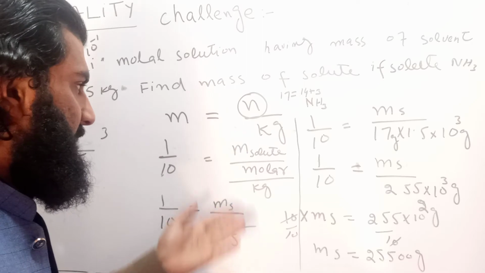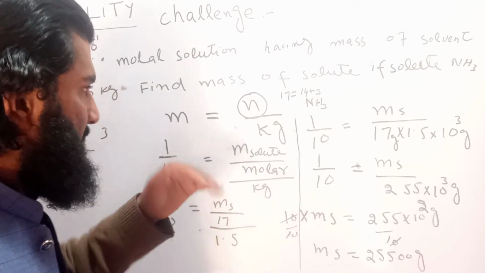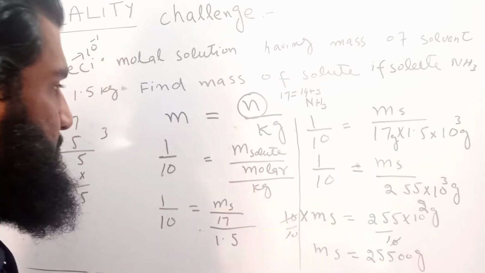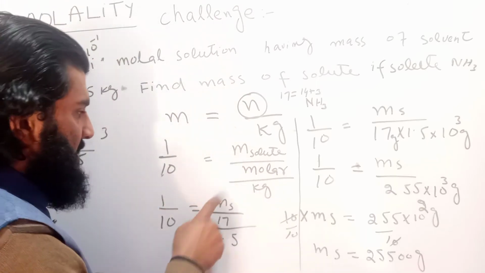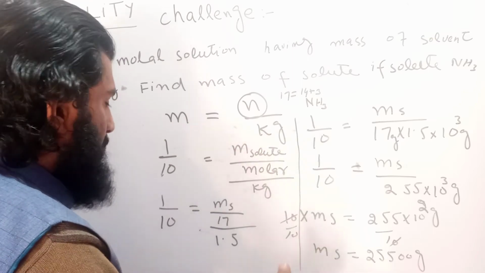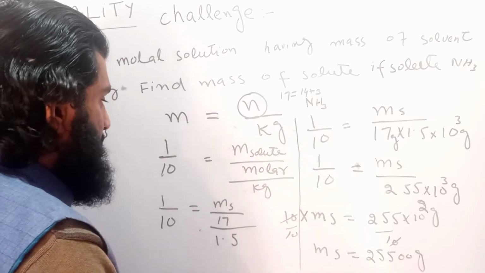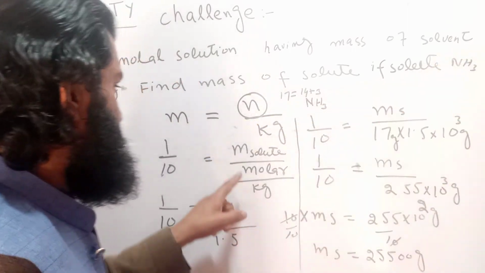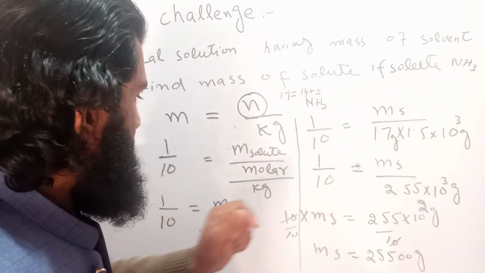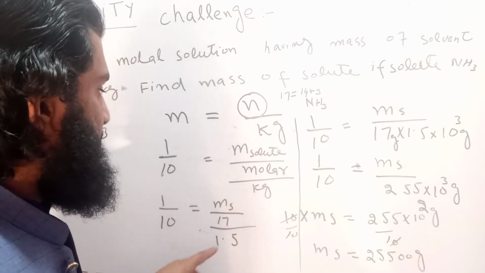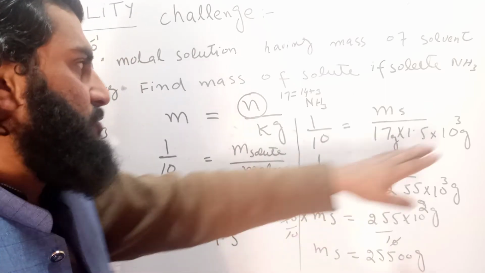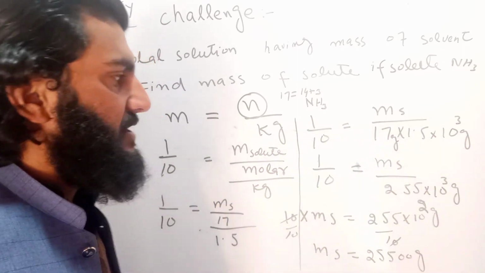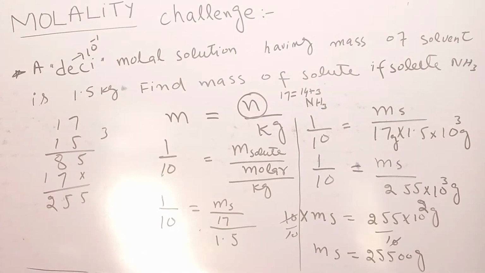So now we will calculate the mass of solute. Number of moles is equal to mass of solute divided by molar mass of solute, and kilogram of solvent. So now we write mass of solute here. Now we will find the mass of solute, but the molar mass of the solute is 17, and this is in kilogram. Now we convert it into grams, clear. So by cross multiplication, the mass of solute is that, clear.